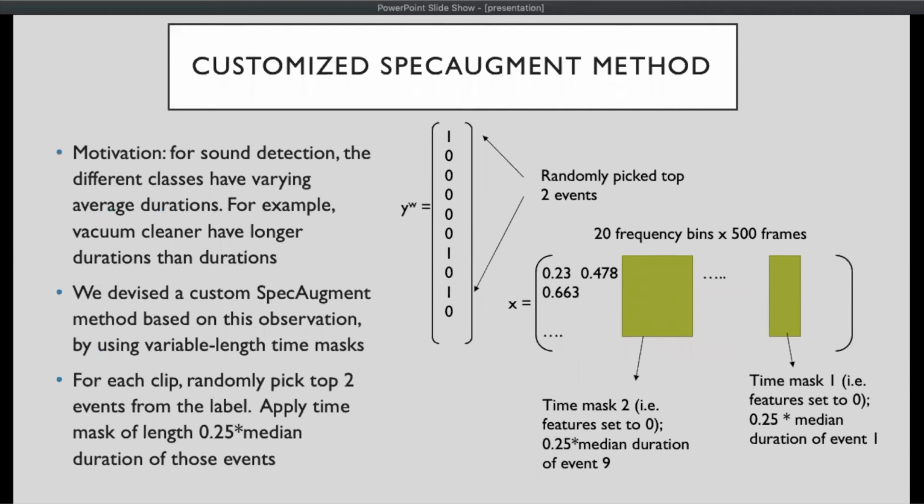Our custom spec augment method is designed to make use of the fact that the different events in our data set have different time lengths. So for example, a vacuum cleaner typically has much longer durations than something like dishes. So for each clip, we pick the top 2 events from the labels, and we apply a time mask, which is 0.25 times the median duration of those events. So this gives us a variable length time mask for each clip.